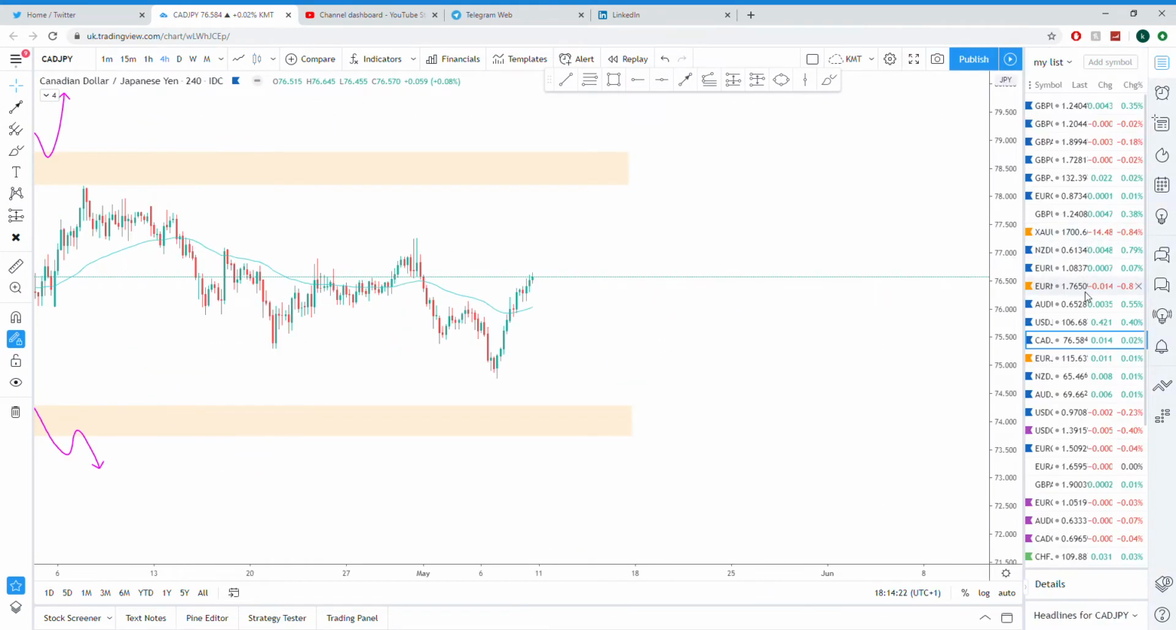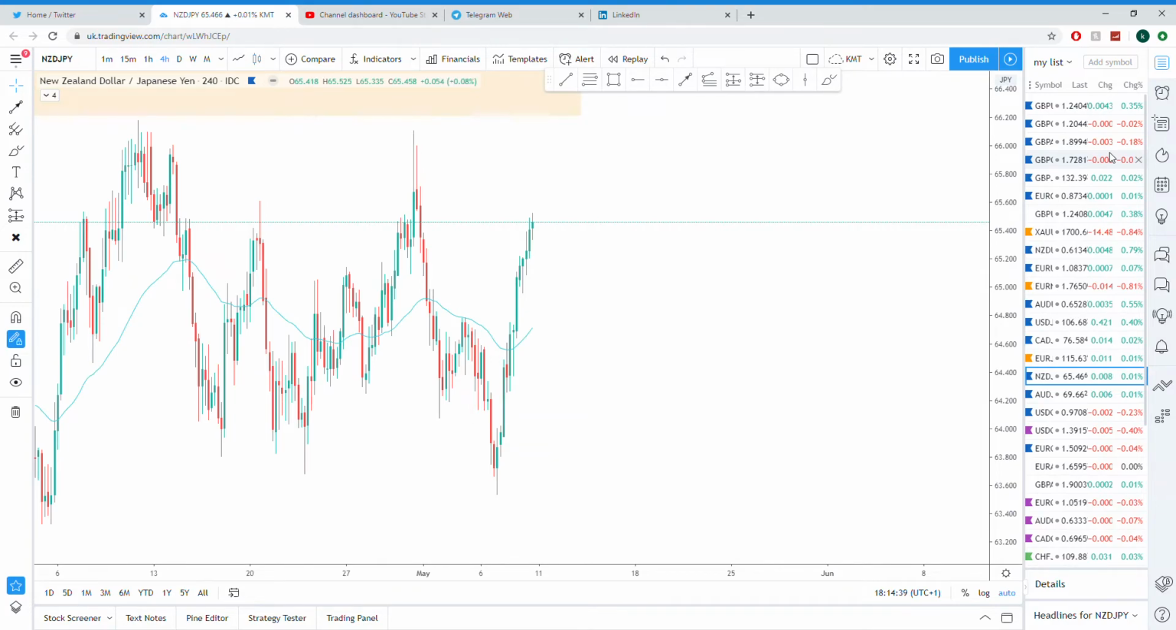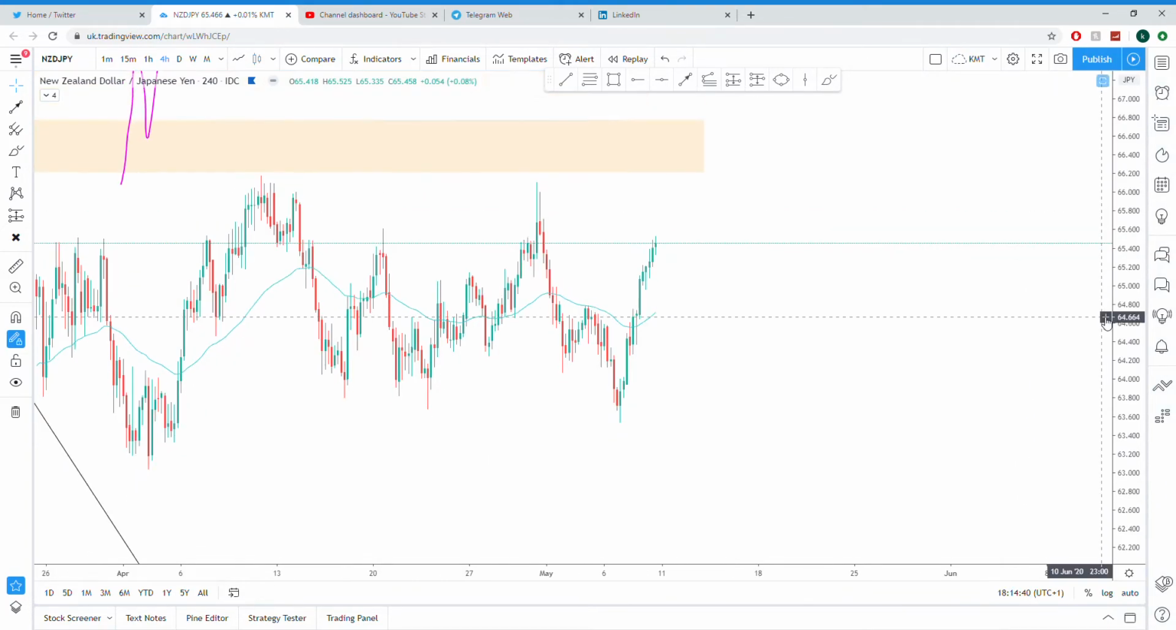Okay. But again, this would have to be done on a lower time frame, such as a 1 hour, potentially 2 hour, or a 30-minute time frame. We won't look at euro to the Japanese yen, as we will cover that tomorrow. Moving on to New Zealand to the Japanese yen.